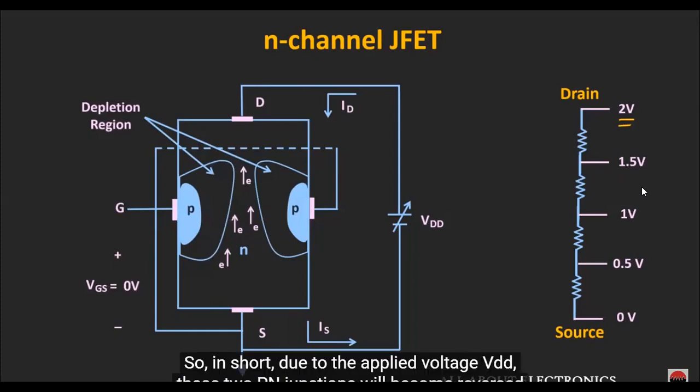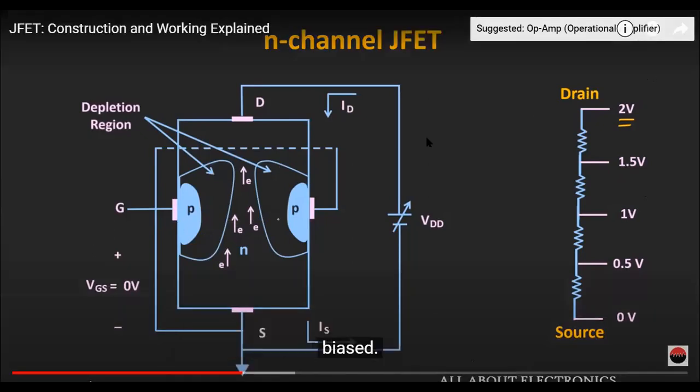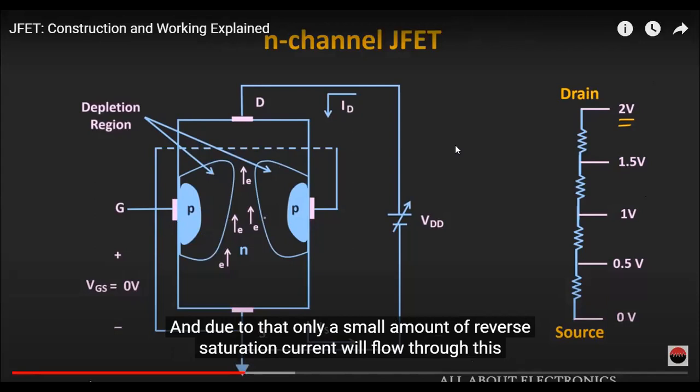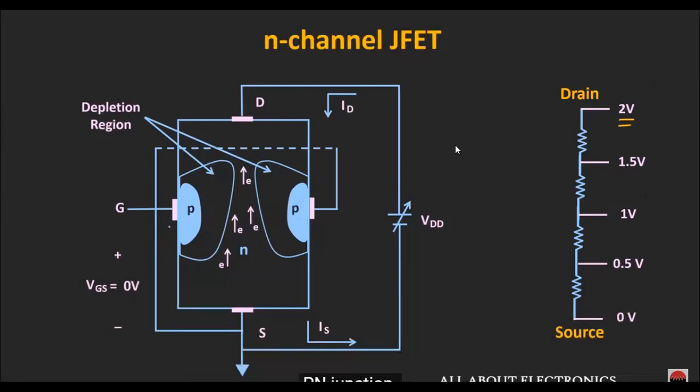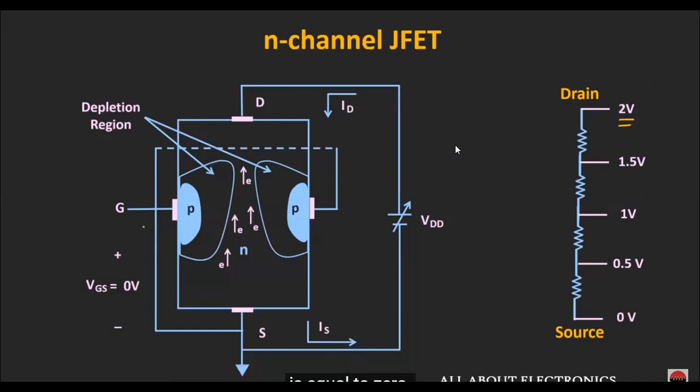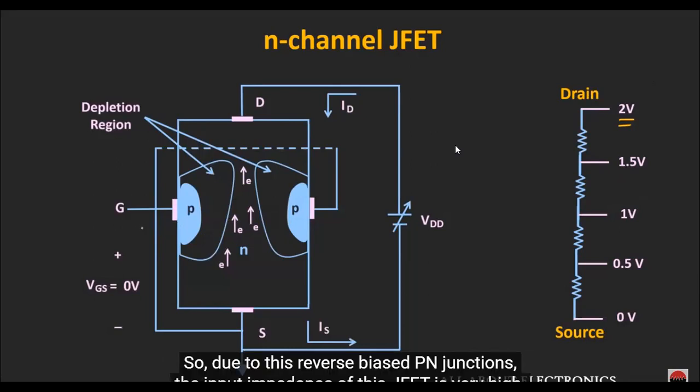So in short, due to the applied voltage VDS, these two PN junctions will become reverse biased, and due to that, only a small amount of reverse saturation current will flow through this PN junction. And for practical cases, we can consider that the current Ig through this gate terminal is equal to 0. So due to these reverse biased PN junctions, the input impedance of this JFET is very high.